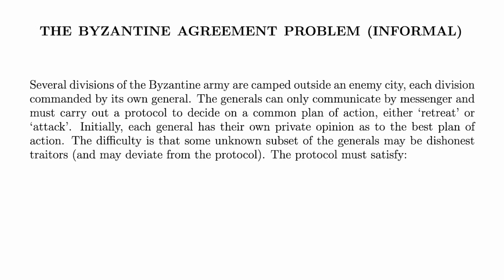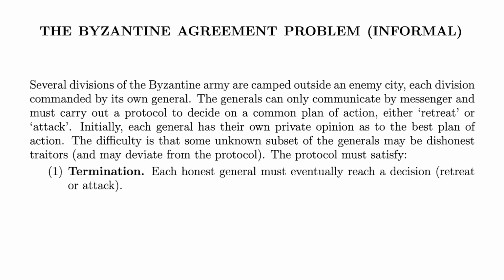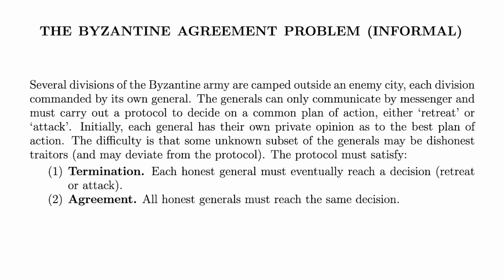Okay? And we want certain basic conditions to be satisfied. So first of all, we want to make sure that the honest generals terminate, they actually come to some conclusion. Obviously here we can't insist anything from the dishonest generals because we don't know what they're going to do. But for the honest generals, we can insist certain things. We're going to require the honest generals have to reach a decision. We're going to require that they all reach the same decision. All the honest generals.